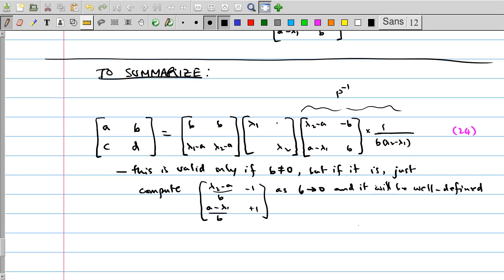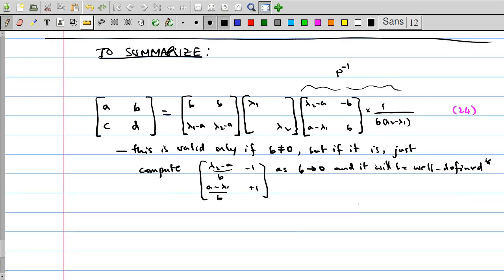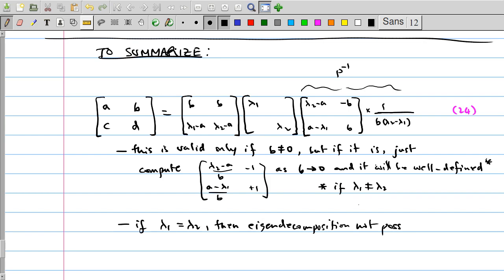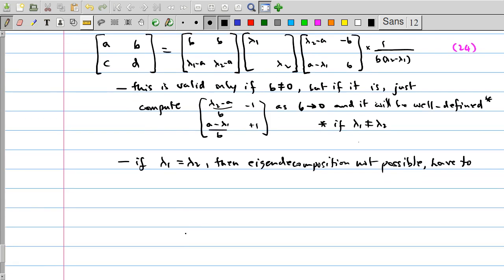So this is well defined if lambda 1 is not equal to lambda 2. If lambda 1 is equal to lambda 2, then eigendecomposition is not possible. We have to use Jordan canonical form.